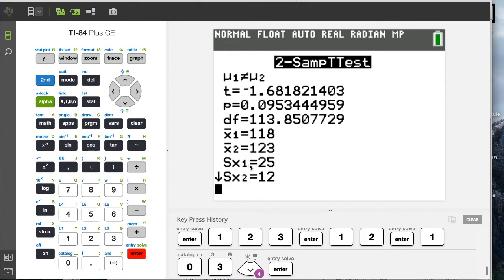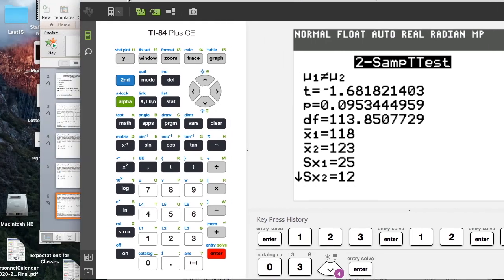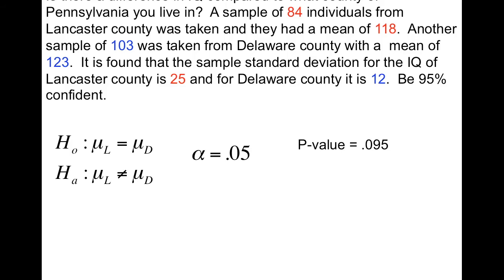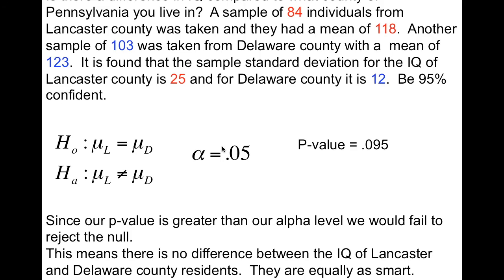Again, it gives us a good amount of information. DF stands for degrees of freedom, which we're not going to worry about. But 0.095, going back to our PowerPoint now, we have 0.095 as our p-value. Again, greater than our alpha level. Since our p-value is greater than our alpha level, we fail to reject the null. This means there is no difference between the IQ of Lancaster and Delaware County residents. They are equally as smart.